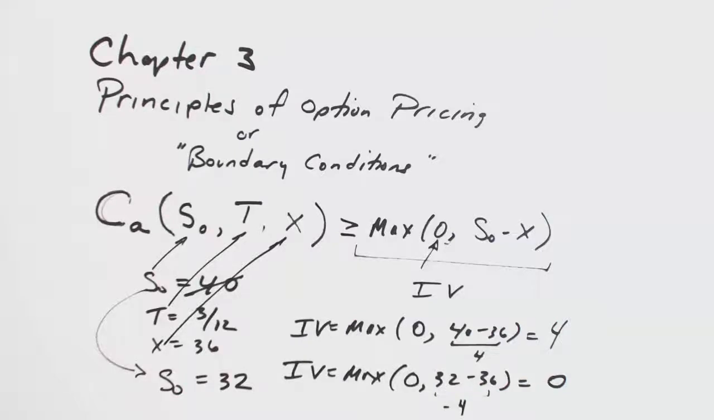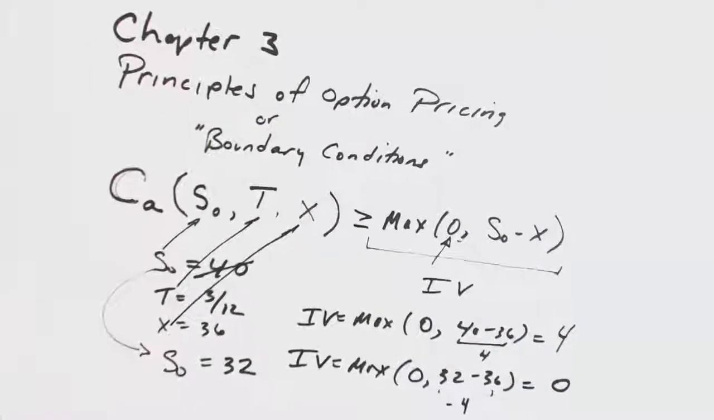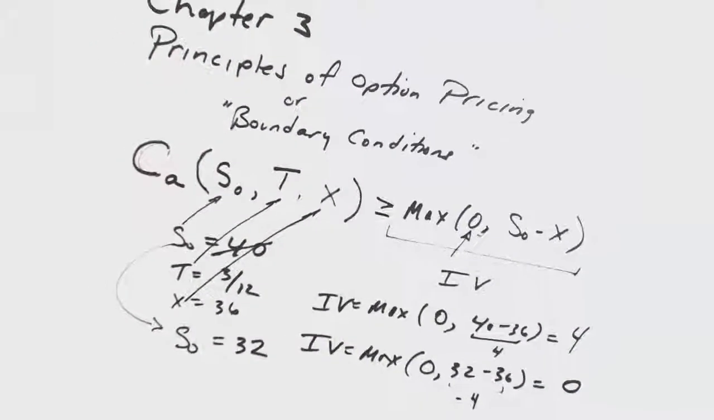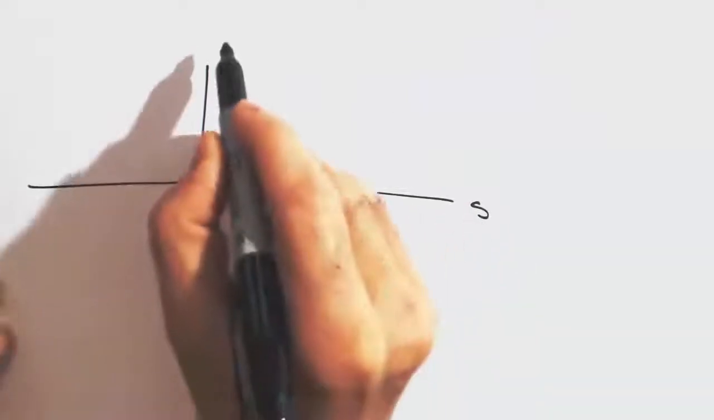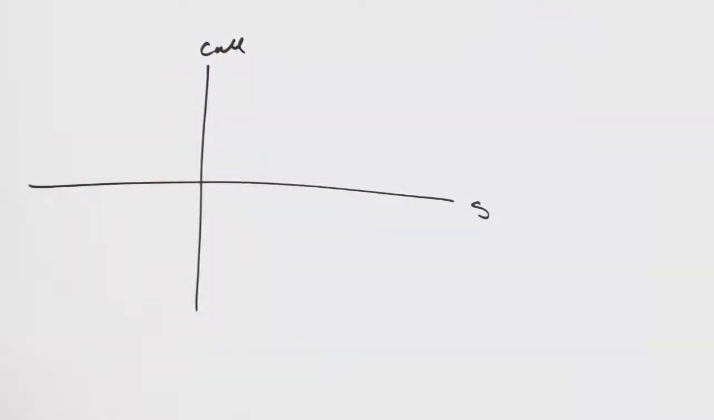And right away, just to give you a really brief thought about this, because I'm calling them boundary conditions and I'm talking about graphing earlier, you can think of this as, here's the stock and here's the call value.